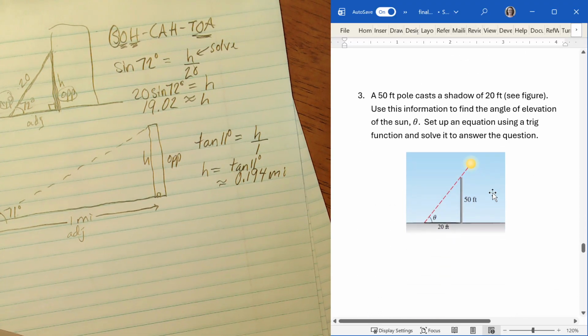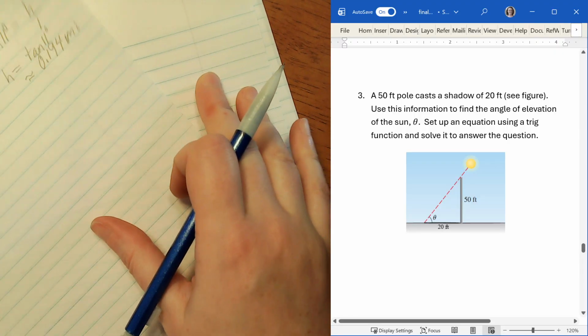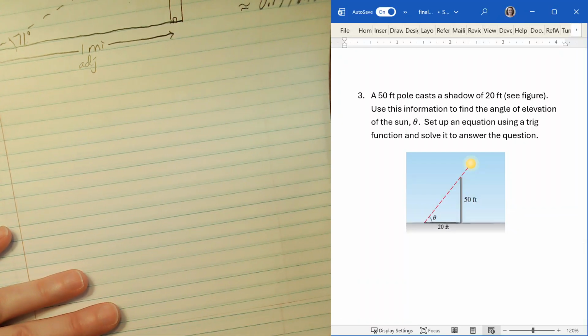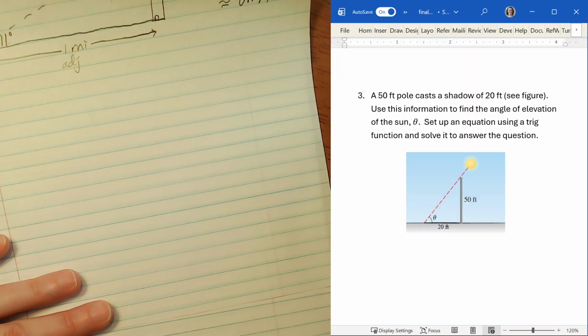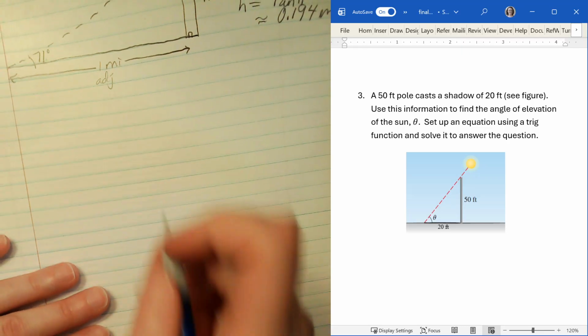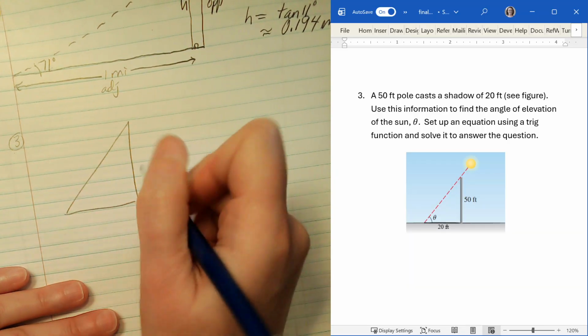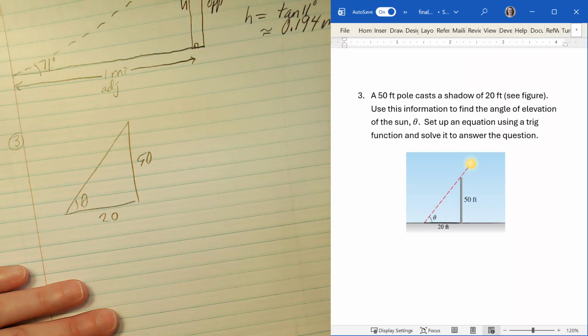Last example here, we are given a diagram. A 50-foot pole casts a shadow of 20 feet, see the figure. Use this information to find the angle of elevation of the sun, theta. Set up an equation using a trig function and solve it to answer the question. Okay, so let's redraw the triangle. This is 20, 50, and theta.